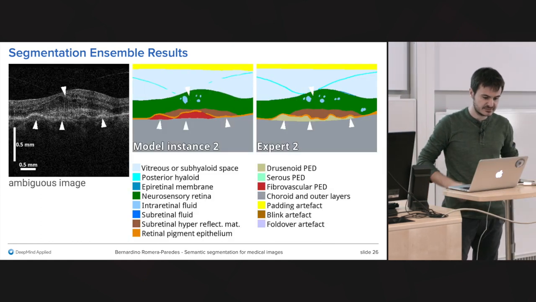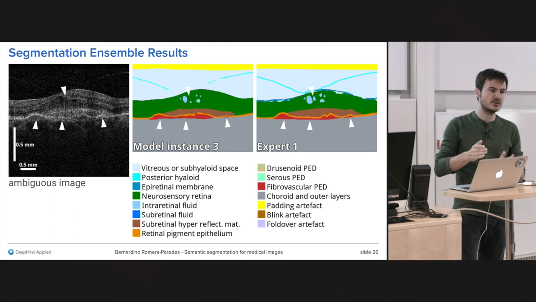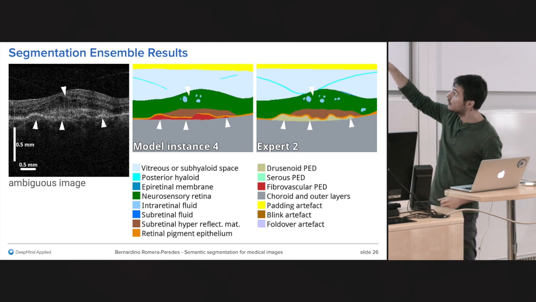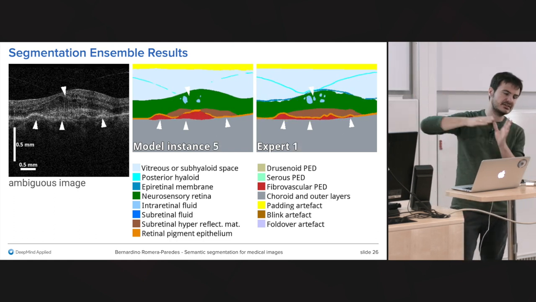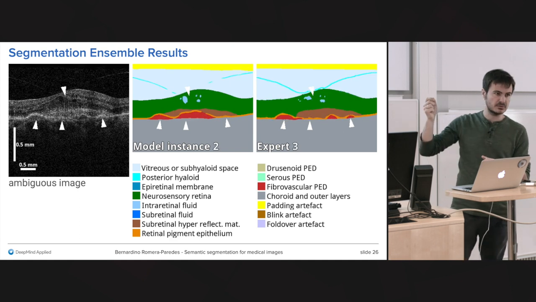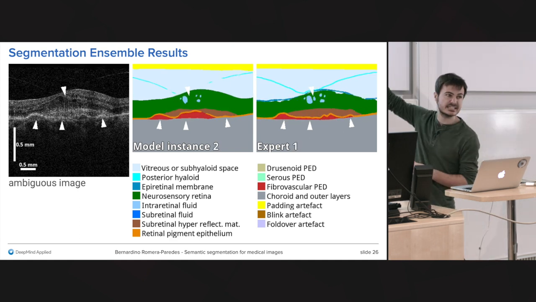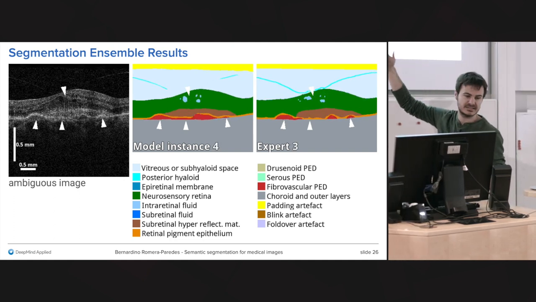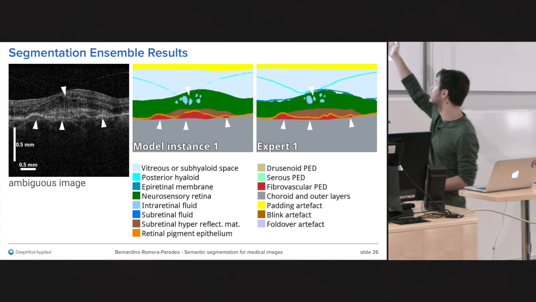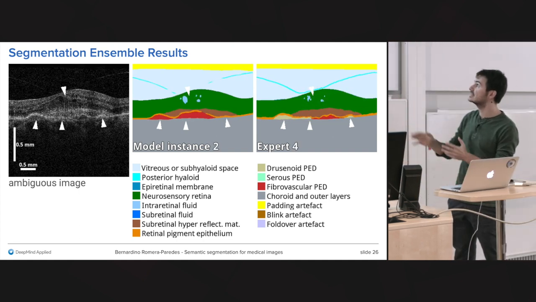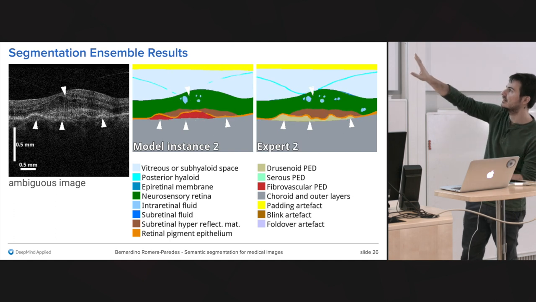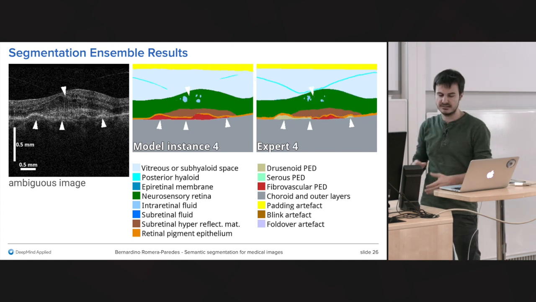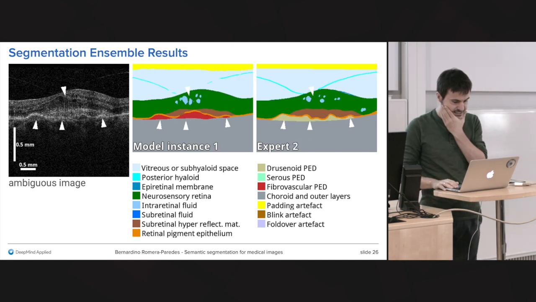And one thing that we have seen is that when an ensemble seems to be uncertain about some regions, when we ask several doctors to label the same region, they also disagree in about the same parts, which is what we see here. This is the output of our models, and this is the predictions by different experts. So we see that there is quite a lot of variety, and that the ensemble is able to cover some part of this variety that the experts have, which is a nice thing.